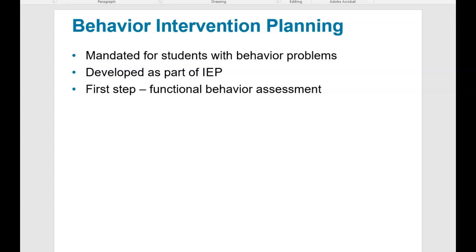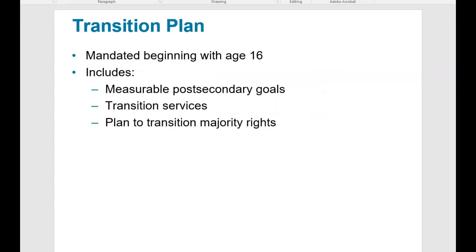So behavior intervention planning, this is for students with severe behavior problems. I think we talked about this when we were talking about emotional behavioral disabilities. When is it just a once in a while or one-off kind of behavior, and when is it more consistent? When is it becoming a real problem? So this would be developed as part of an IEP. You would develop or conduct a functional behavioral assessment. Again, we'll get more into that.